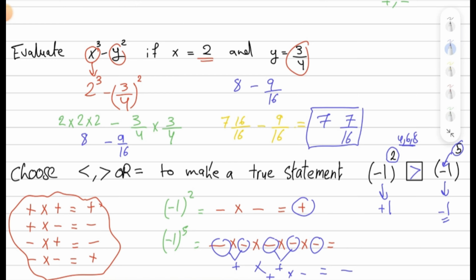Like for example, -7 raised to the 2nd power, compare it with -7 to the 9th power. This will give us a positive number since the exponent is even, and here, since the exponent is odd and the base is negative, the answer will be a negative number. So -7 squared is bigger than -7 to the 9th power.